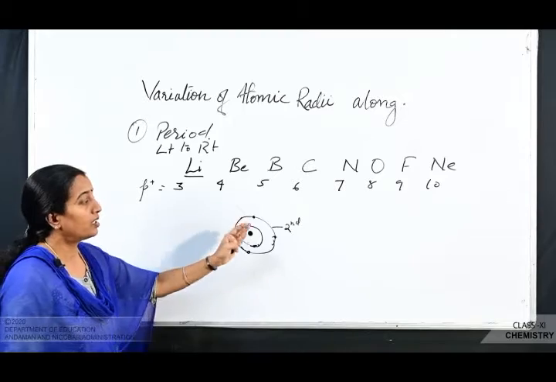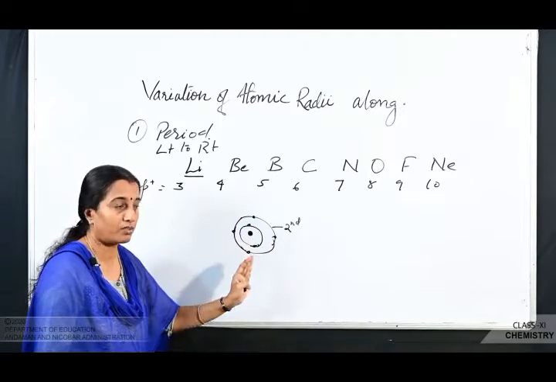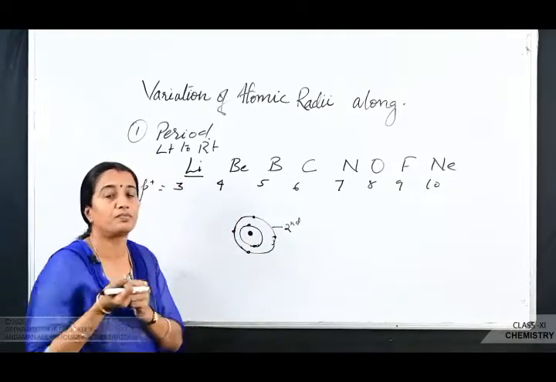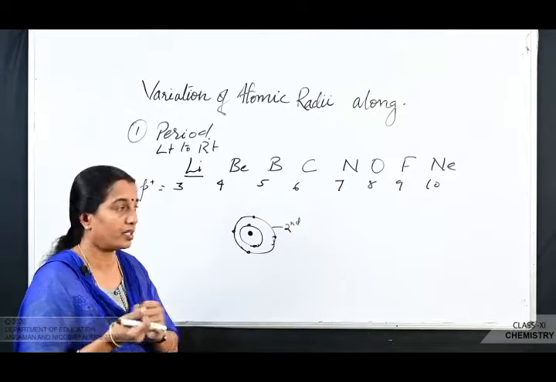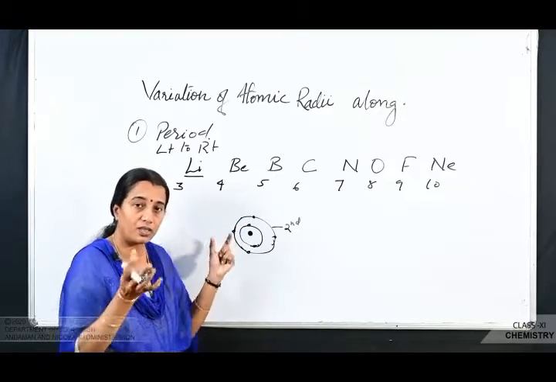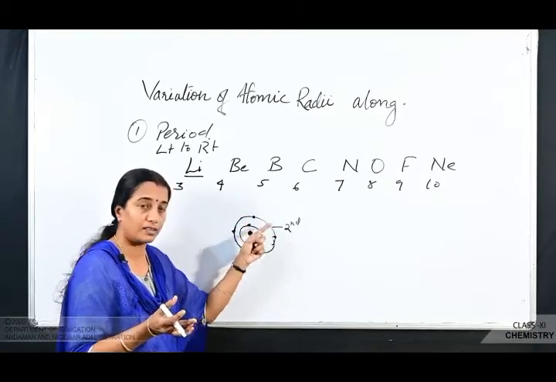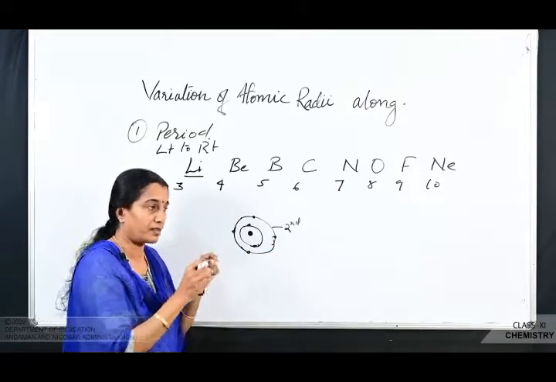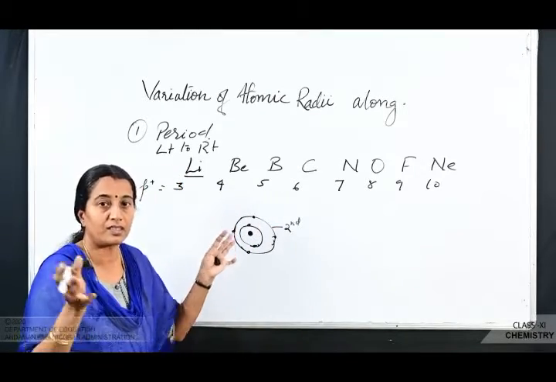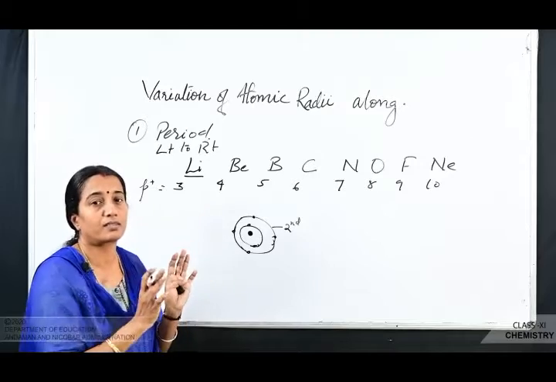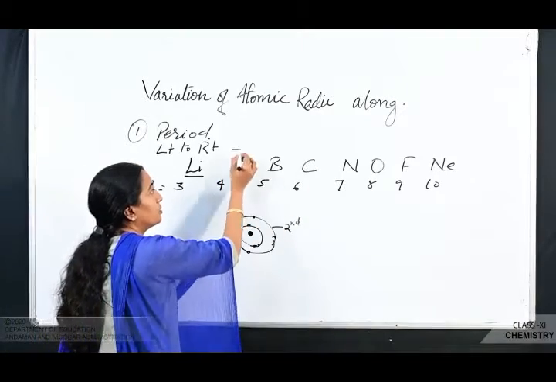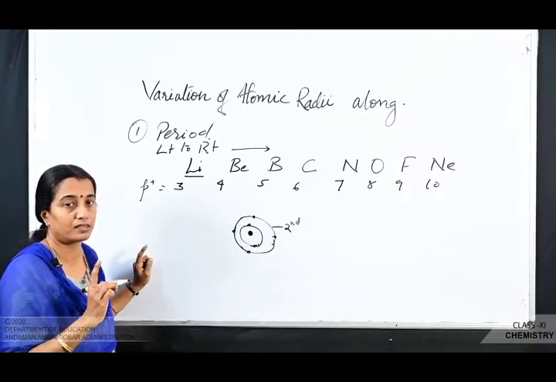You will find the electron is being added in the same energy level, the second energy level. So since the electron is being added in the same energy level and the nuclear charge is increasing, the electron experiences more attractive pull. That means the nucleus is going to attract the electron towards itself. The number of electrons and the nuclear charge are both increasing, but the electron is added in the same energy level, so the distance between the nucleus and the electron remains the same. In that case, the size decreases because the pull increases. So when we move from left to right, the size of the atom decreases.